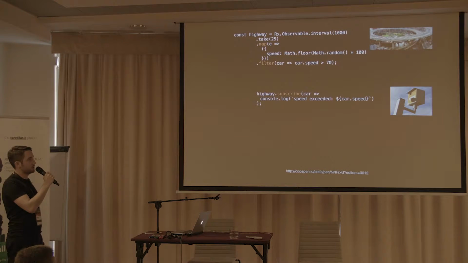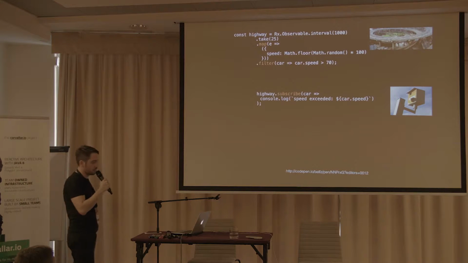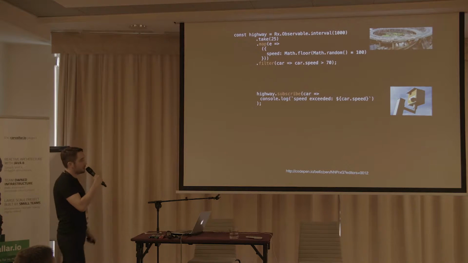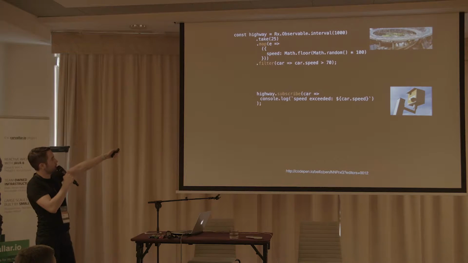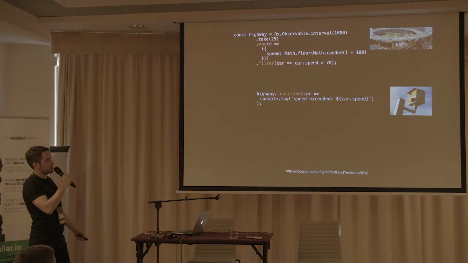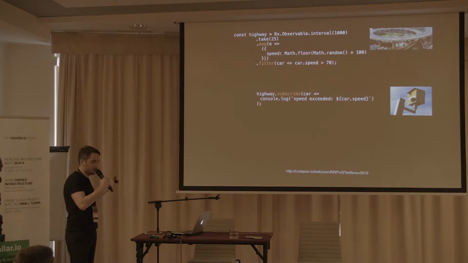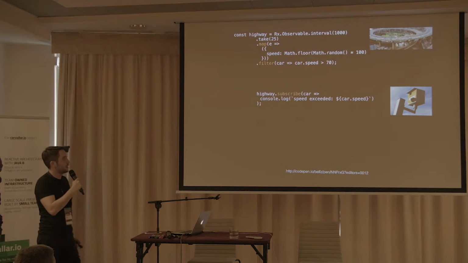I subscribe to those events, so the cars passing through the highway are events. And for each one of them that exceeded the speed, that got through that filter over there, I just log it to the console and I say, hey, you just exceeded the speed.